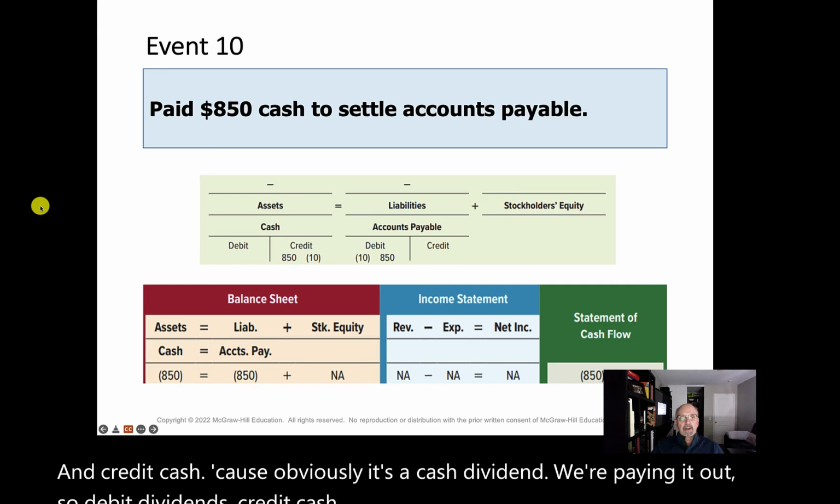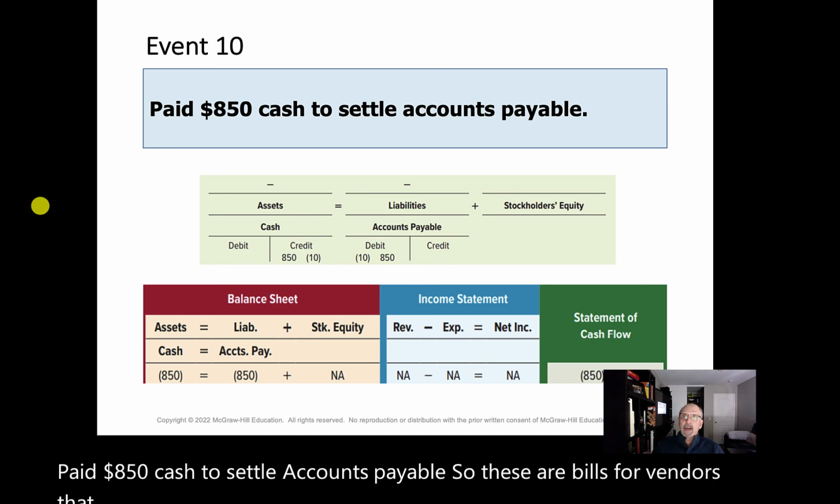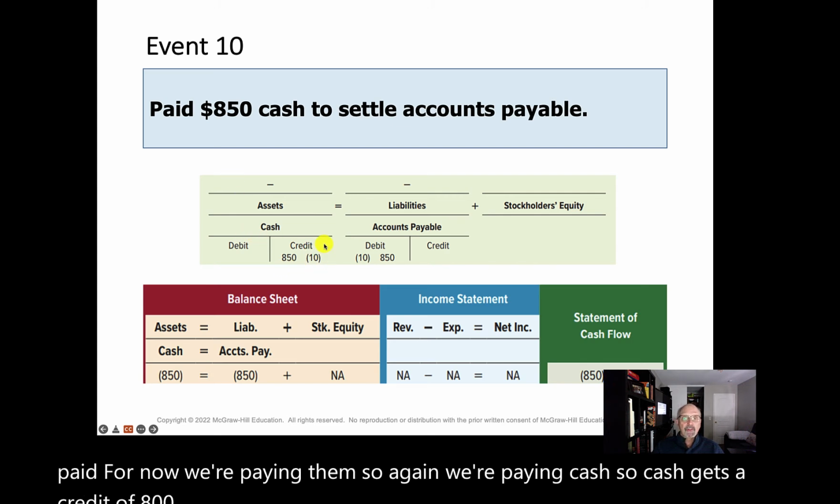Paid $850 cash to settle accounts payable. So these are bills for vendors that we haven't paid yet. We received the goods or services, but they weren't paid for. Now we're paying them. So again, we're paying cash. So cash gets a credit of $850 because it's going down.